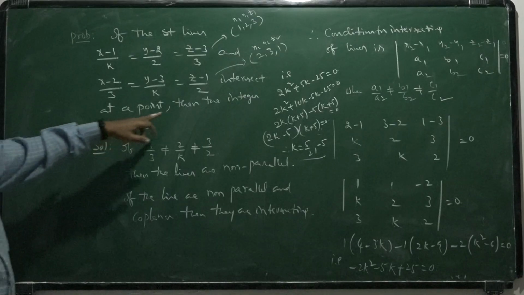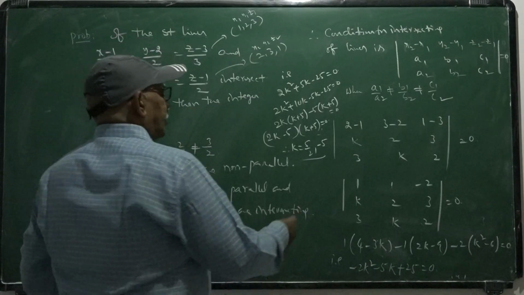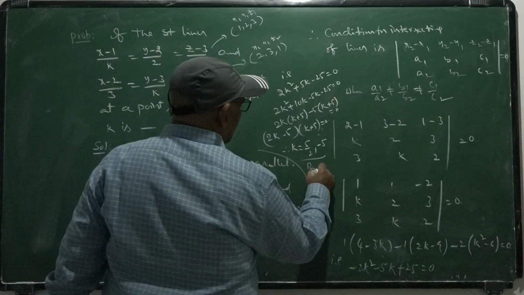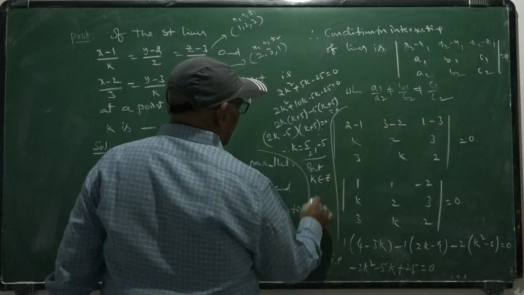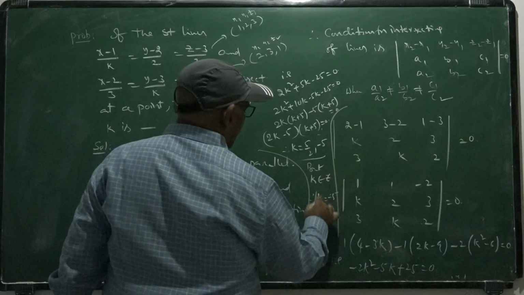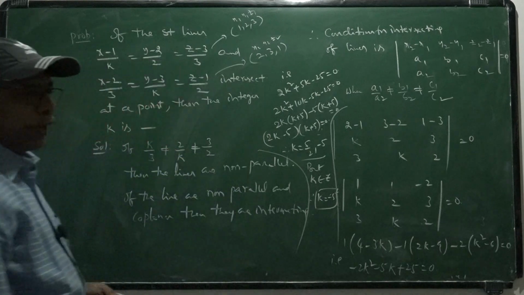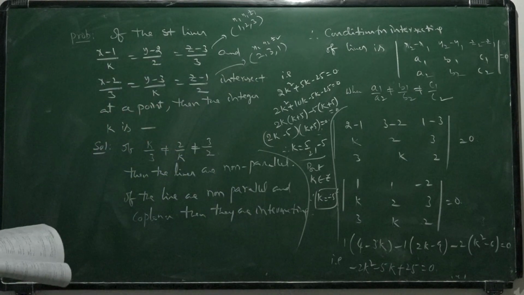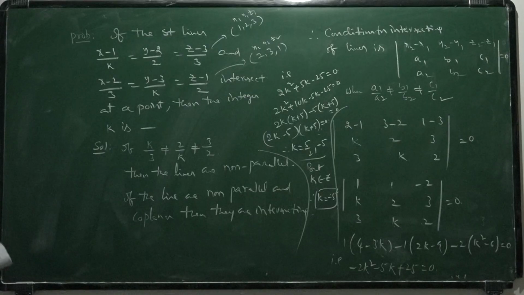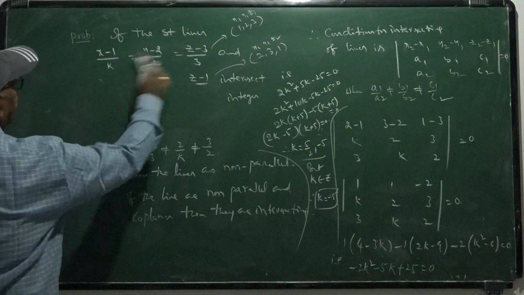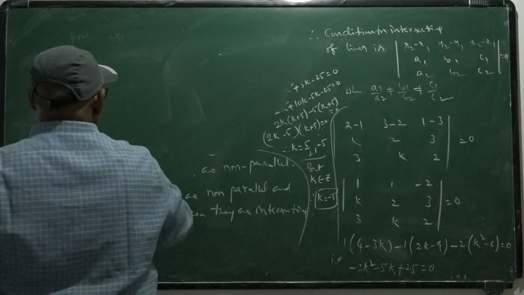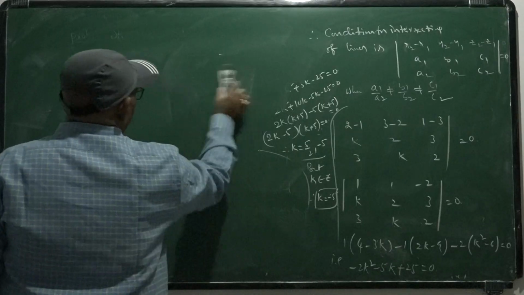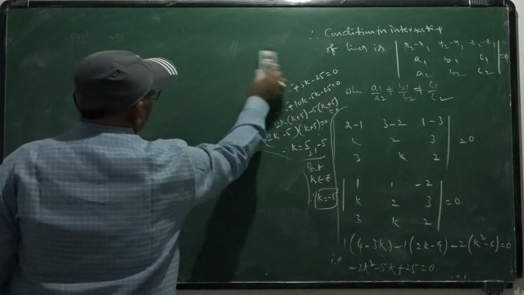But k is an integer. k belongs to Z, integer. So hence k equal to minus 5 only. This is the required value of k. This problem is very important, related to objective pattern examinations.